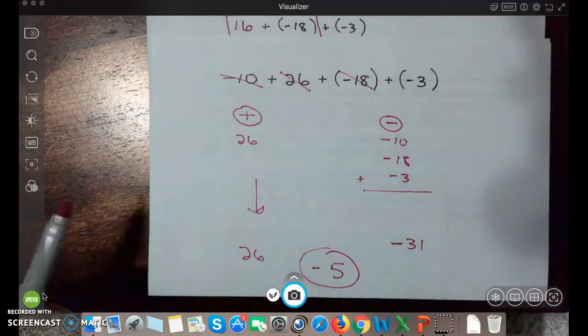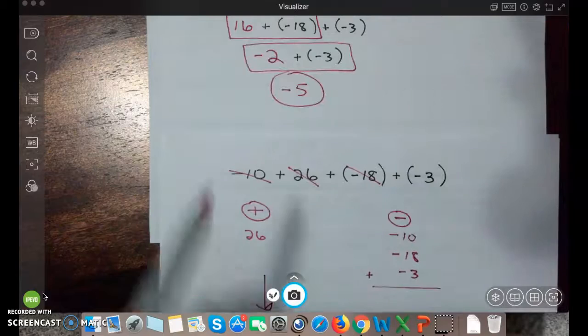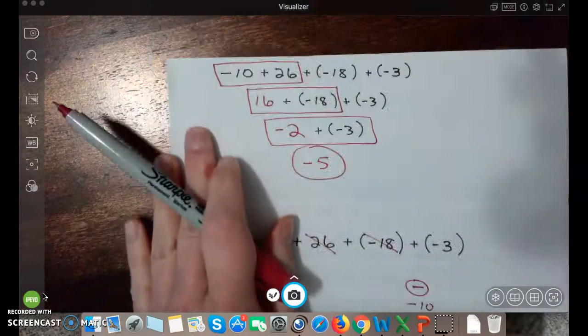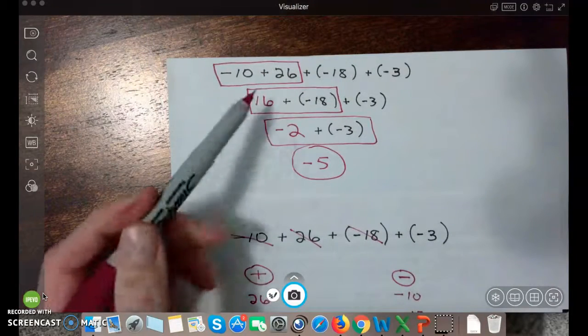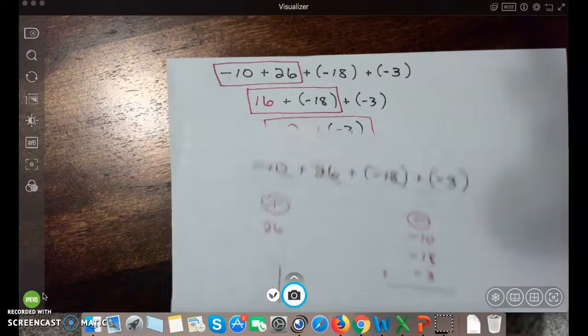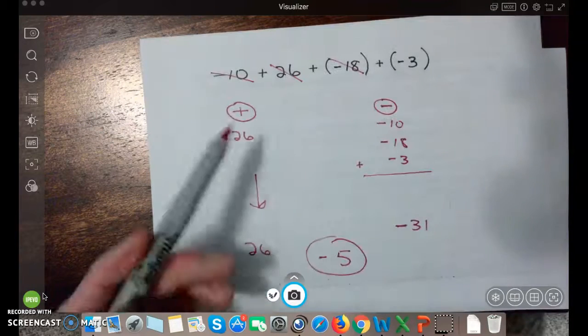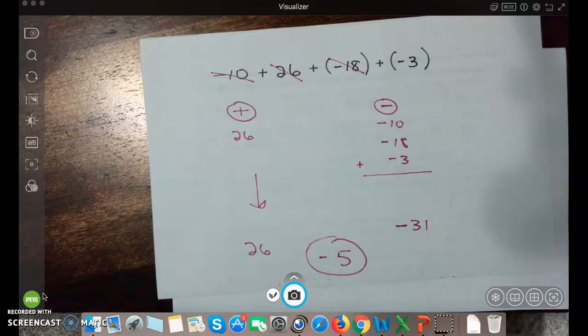So 3 steps. And even though this problem had 3 steps, we'll go back to look at it doing it the long way. Took me 3 steps to get negative 5 here. Took me 3 steps to also get negative 5 this way. Let's take a look at a problem that has more than 4 numbers.